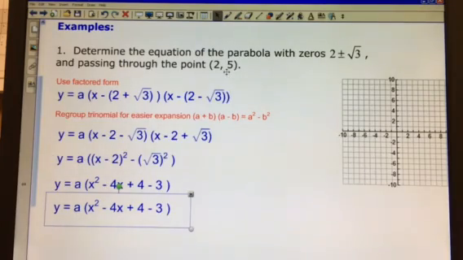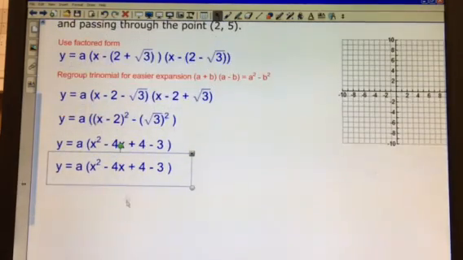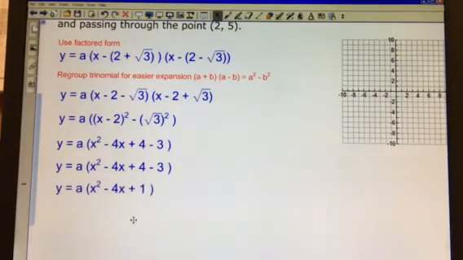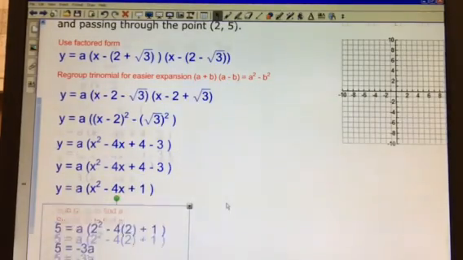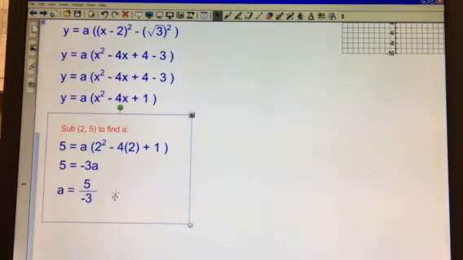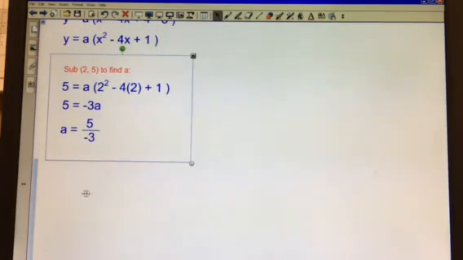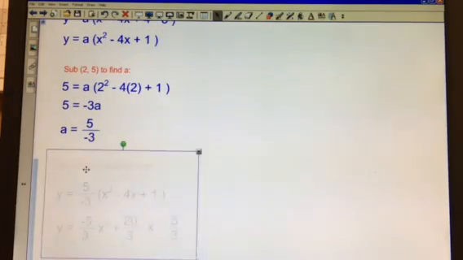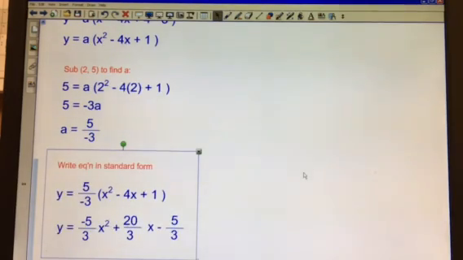And now we can substitute the point 2 and 5 in order to find the a value. So simplify your work. A turns out to be 5 over negative 3. And so you can put everything together. Your equation in standard form can be found by multiplying 5 over negative 3 times x squared minus 4x plus 1. You distribute your negative 5 over 3 into the 3 terms, and here is your final answer.